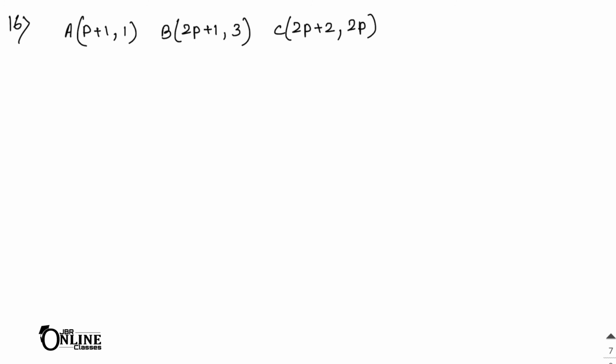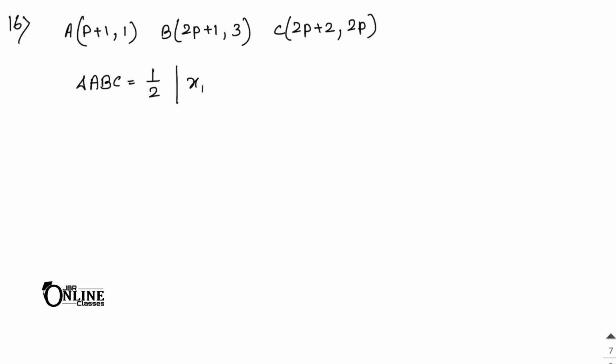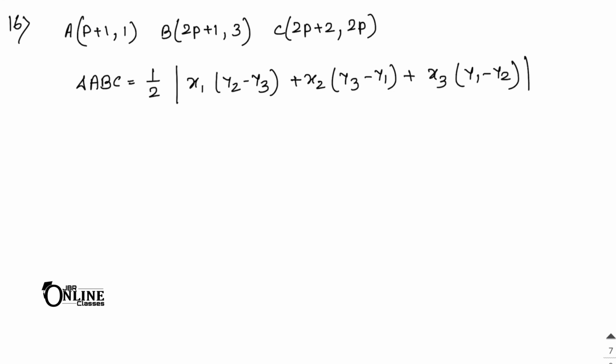Now you know the formula to find out the area of the triangle. So here area of triangle ABC, first here the formula will be half, then in mod you have to write down x1, then y2 minus y3 plus x2, then here y3 minus y1, then again plus x3 and the last one here y1 minus y2 within mod. Okay, so that means here this one x1 y1, x2 y2 and x3 y3. So now just put down the value here.